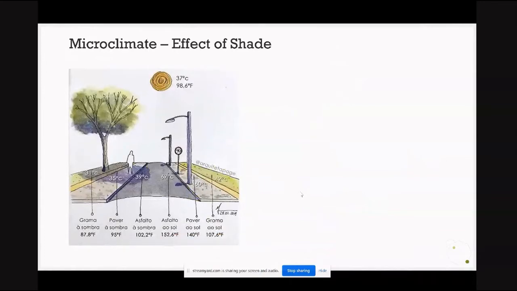Now, if we look at this infographic here, this is to show you how much the surface temperatures can change because of shade. So here you have atmospheric temperature of 37 degrees centigrade. And under the full sun, you have 42 degrees surface temperature of this grass stretch over here, and only 31 under the shade of this tree. So 11-degree difference because of the shade.